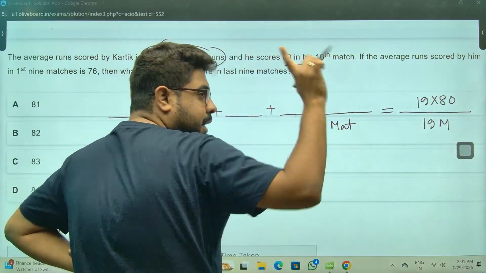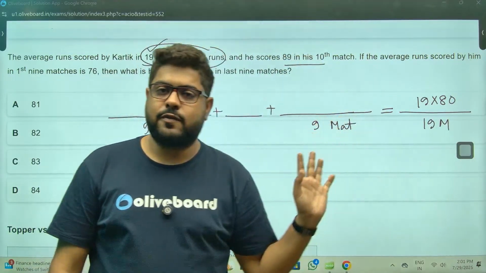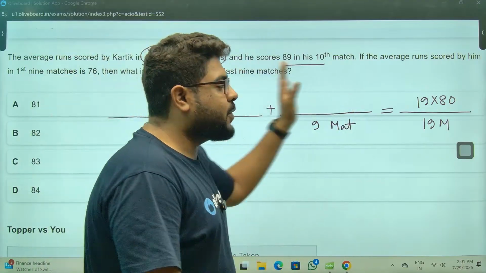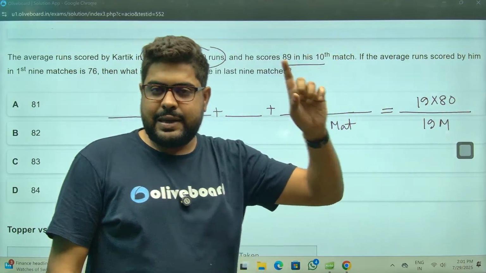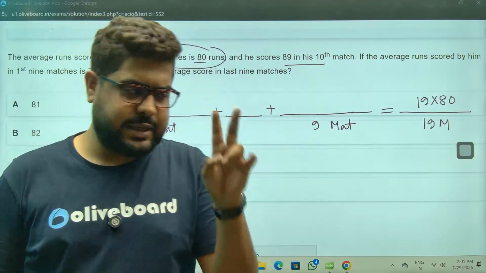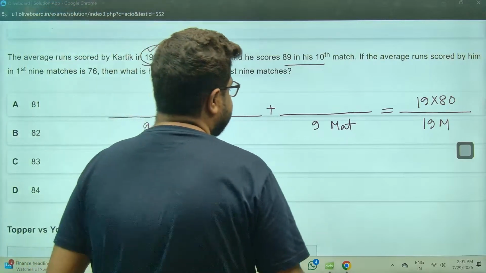Now, I'll show you one very interesting way to solve. Don't worry. You will say, sir, do we have to do this much calculation? No. For one-line calculation, I'll show you one very interesting way. Just be with me for 10 seconds.